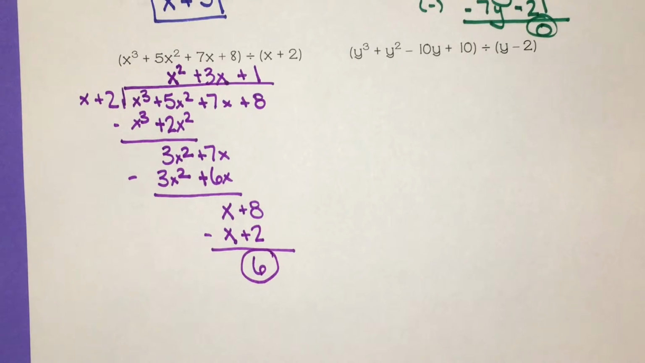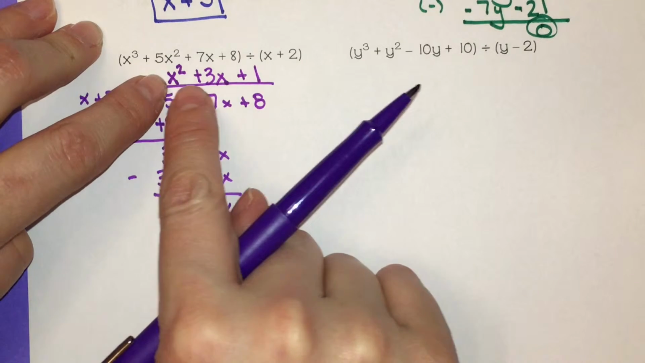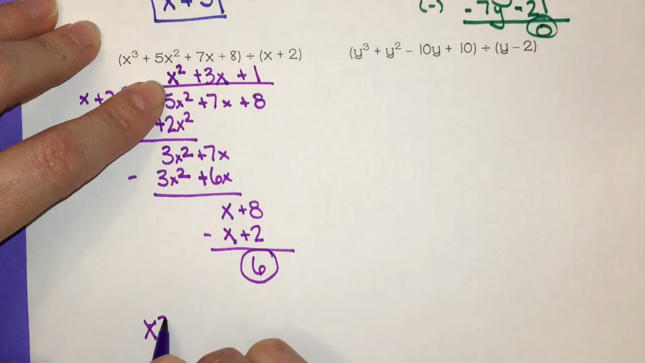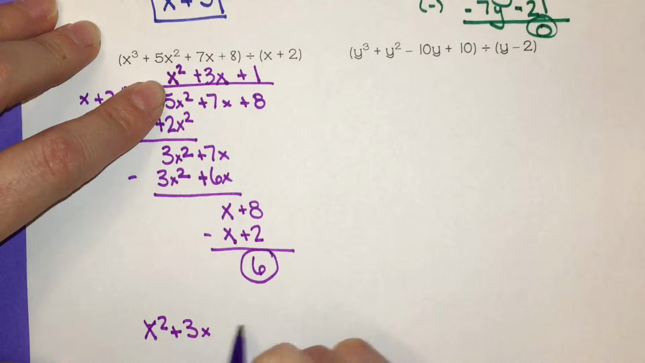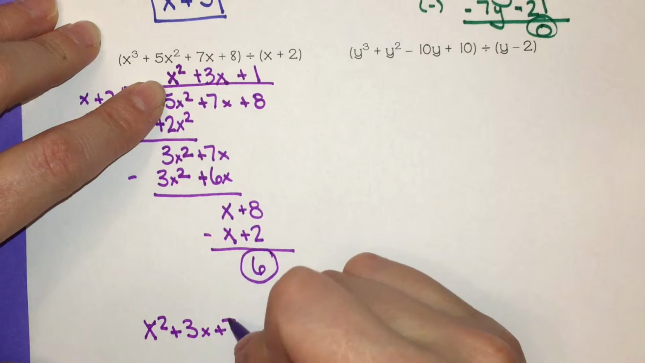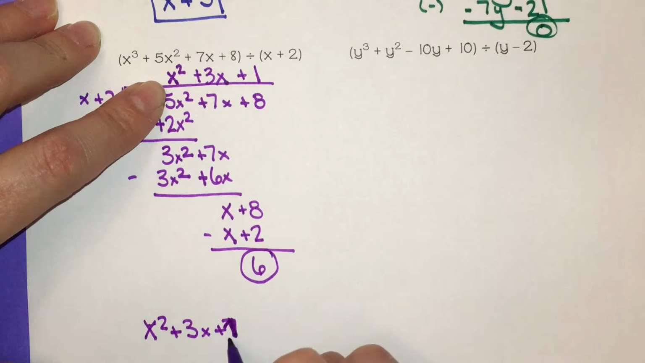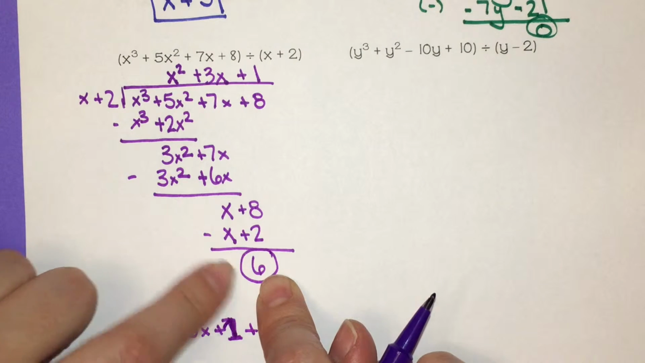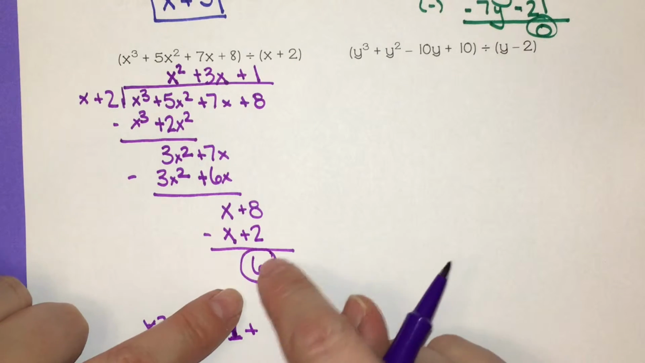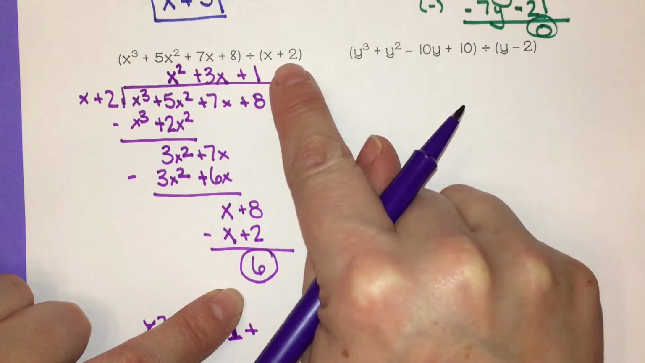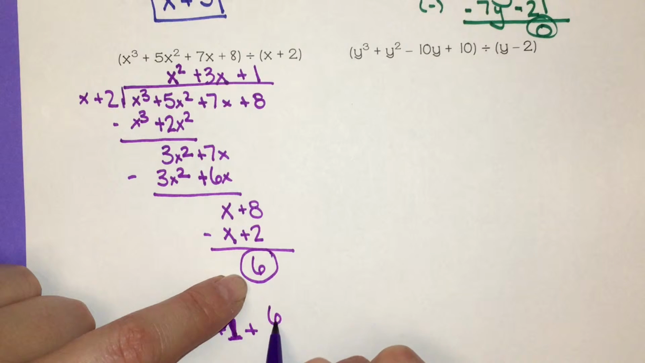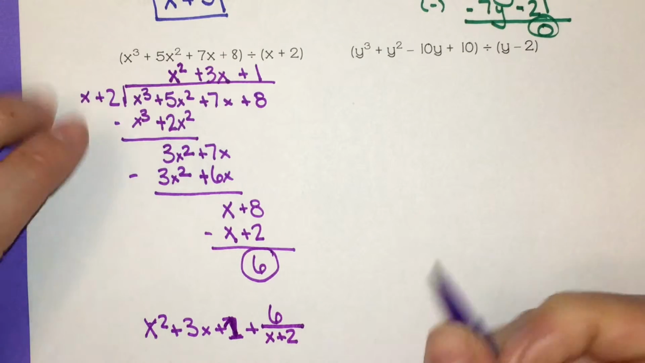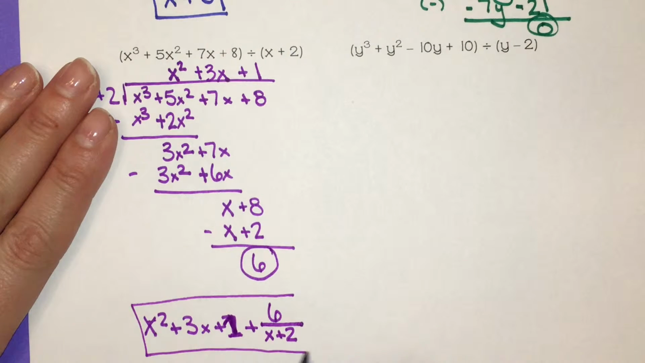Okay, what you do with the remainder isn't too difficult. You're going to bring down the part of your answer that you have. We know that we have x squared plus 3x plus 1. All right, we're going to add on our remainder over what we divided by. So remember, this original problem was divided by x plus 2. So we're going to do 6, which is our remainder, over x plus 2. And this is our answer.